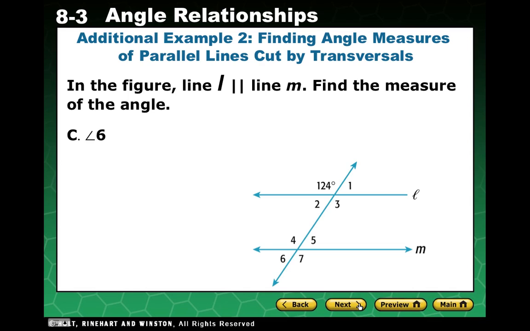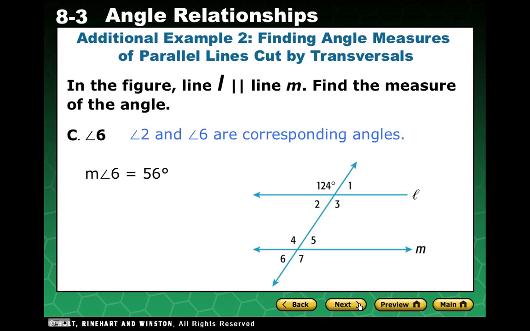Okay, so finding angle 6. Okay, this one is not congruent to 124 degrees. It's not corresponding. So again, we'll use supplementary angles, and we already know that if it's not 124 degrees in this figure, it's going to be 56 degrees. Okay, 56 and 124 give us that supplementary 180 degrees.